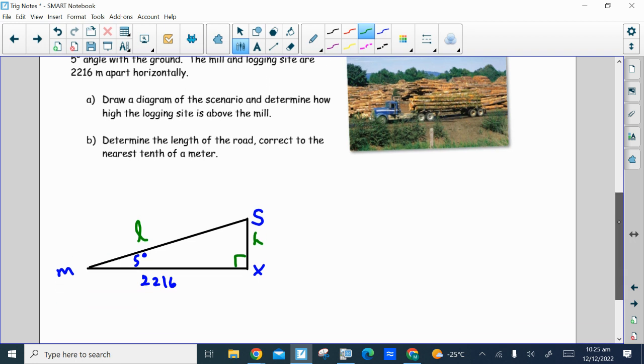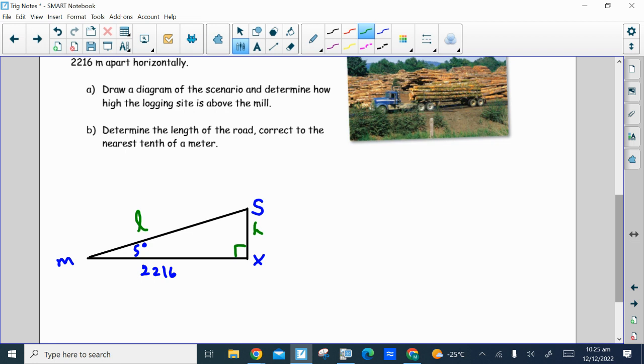But we have to start by using a trig ratio. We cannot use Pythagorean theorem right now because we only have one side. So if I want to find H first, I start by labeling the sides of the triangle. The side across from the right angle is the hypotenuse. We're given the angle of 5 degrees, we're going to use that. The side across from that is the opposite. The third side is the adjacent side.